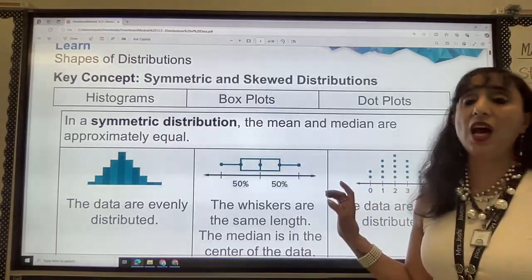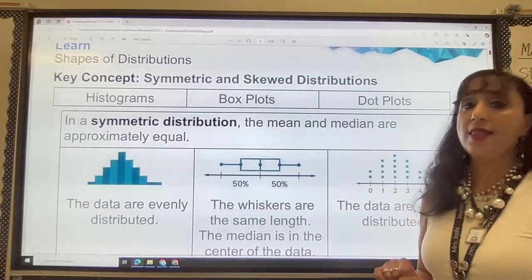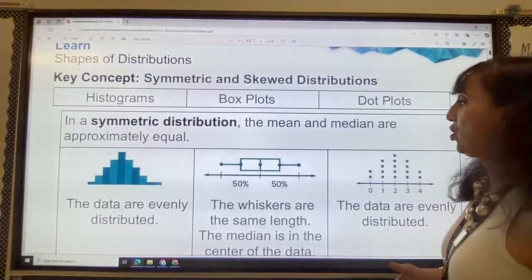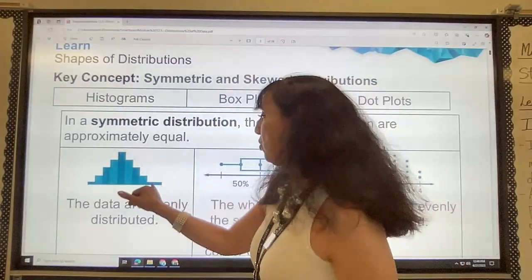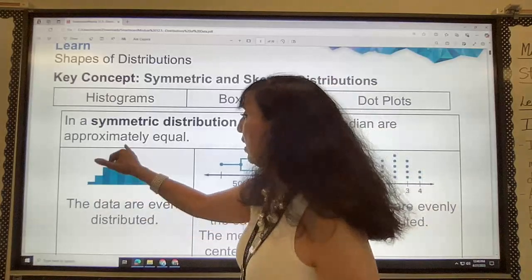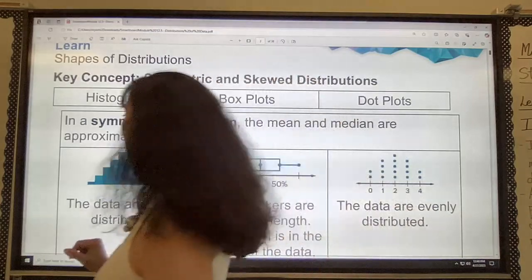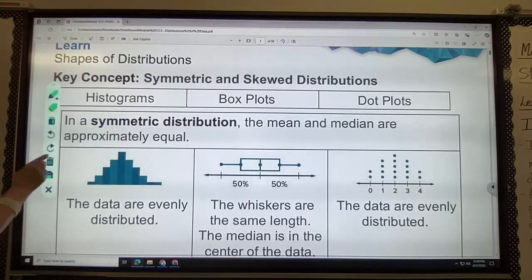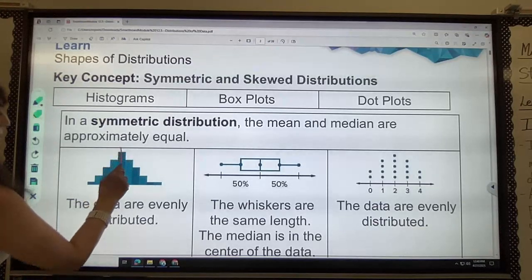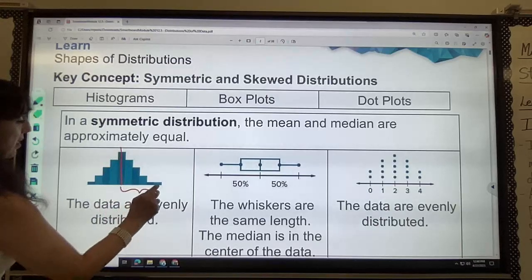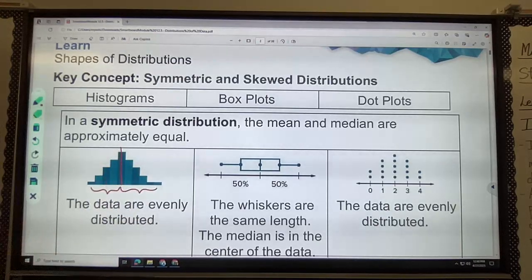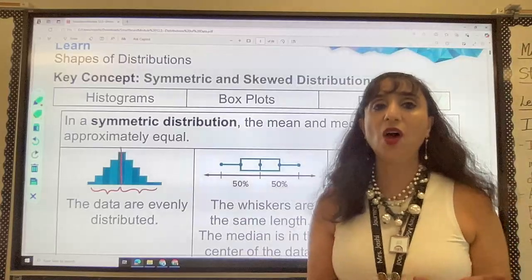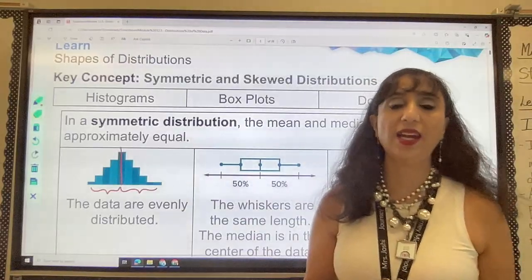So as you can see, in a symmetric distribution, the mean and median are approximately equal. Okay, so as you can see, the data are evenly distributed over here. And we always look at the tallest bar, and I've taught you that in 6th grade and of course in 7th grade. And we always go here, and then we look at this measure. We look at the tail lengths. And if the tail lengths are the same, we know that this is a symmetric distribution. Data are evenly distributed.